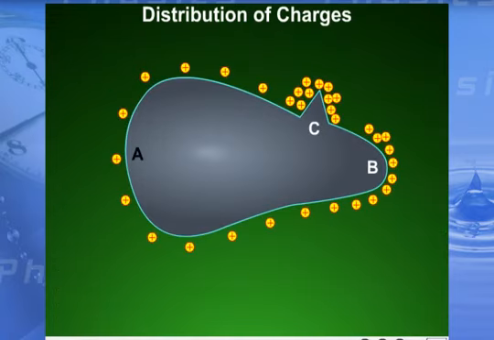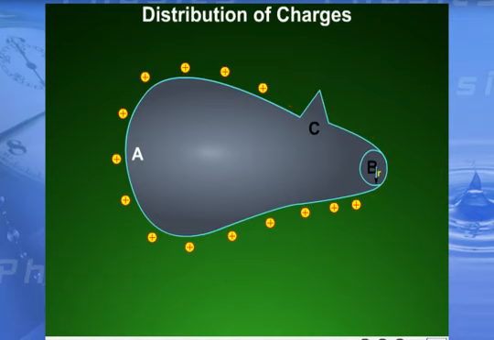In the diagram, A, B, C are the different positions having different radii of curvature. At the point A, the radius of curvature is very high and hence the accumulation of the charge is very small. But at the points B and C, the radius of curvature is very small and hence the accumulation of the charges is very high. Thus, we can conclude that the charges accumulate to a maximum at the pointed end.